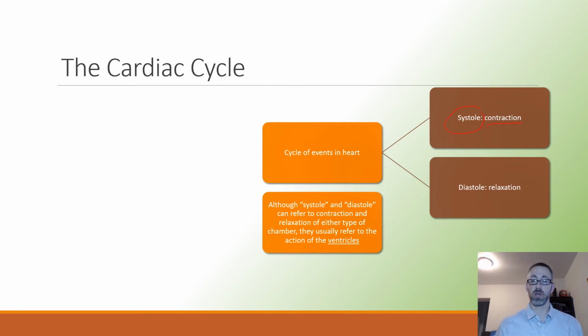Oftentimes when I just talk about systole without specifying atria versus ventricle, I'm really referring to the ventricles, because that's the one that, under normal circumstances, matters more. But if I'm referring to the atrial systole, I'll refer to it as atrial systole. Otherwise, when I say systole, I'm referring to the ventricles. Relaxation: when the heart muscle relaxes, we refer to that as diastole. So systole and diastole. Diastole is the relaxation portion of it. Although systole and diastole refer to contraction and relaxation of either type of chamber, atria or ventricle, it's typically referring to ventricles, so keep that in mind.